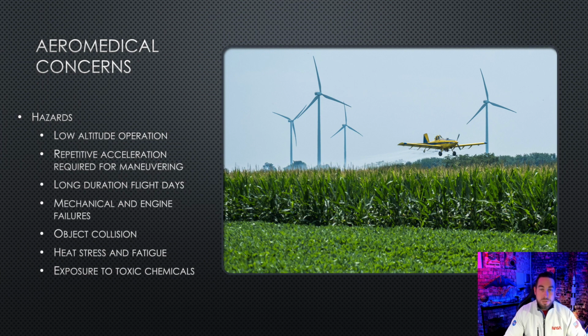Repetitive acceleration is required for maneuvering. So when they drop in, they come in, and then you have to pull up, reverse course, come back in. You're pulling high G. It's a high G maneuver every time you turn around at the end of the field. And so to do this over and over and over for 6 to 8 hours per day, it can add up physiologically.